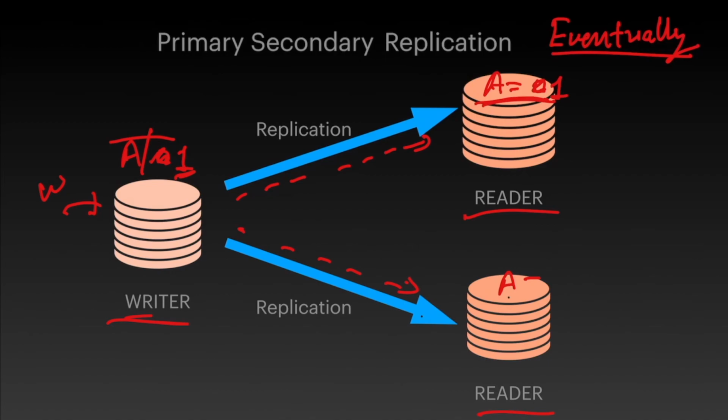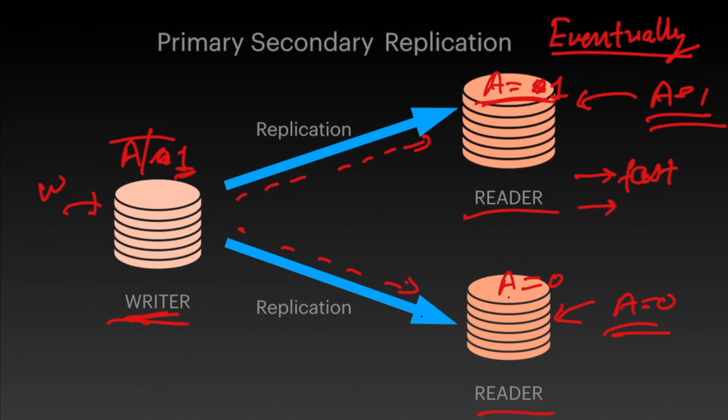Let's say that the writer has asked the readers to update their record, and this reader has updated its record, and this reader is getting a bit of lag. If you try to read from this one, you will get a is equal to 1. If you try to read from this reader, you will get a is equal to 0. So there is inconsistency among our reads. Such systems are fast, but there is inconsistency among the reads.